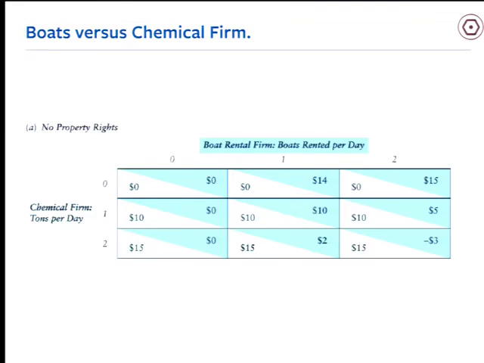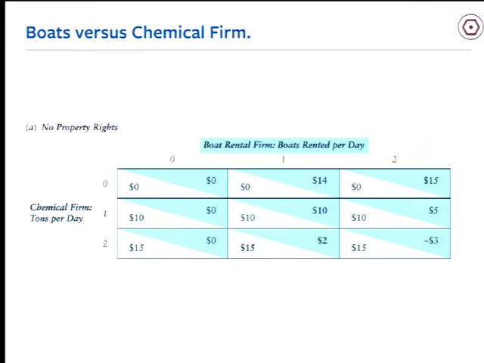So this payoff table on the y-axis here lists for the chemical firm how many units of pollution that chemical firm emits. And I'm making it really simple here. It's just 0, 1, or 2. You could make this continuous and really messy and graphical, but it's just easier this way. So no pollution, medium pollution, high pollution. On the horizontal axis here, I have the boat rental firm's number of boats rented per day. So they either rent 0 boats, 1 boat, or 2 boats, right? Because maybe they only bought 2 boats, right?